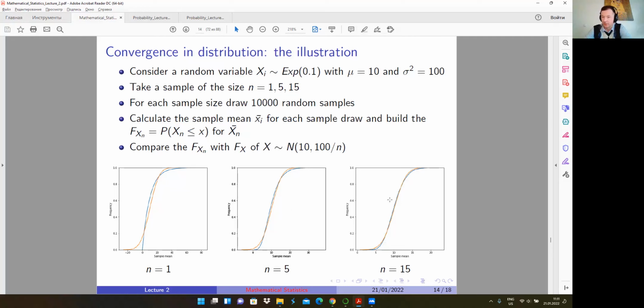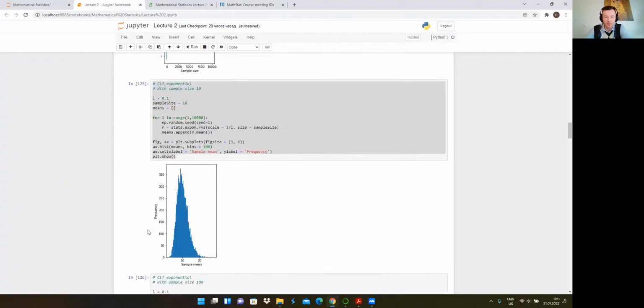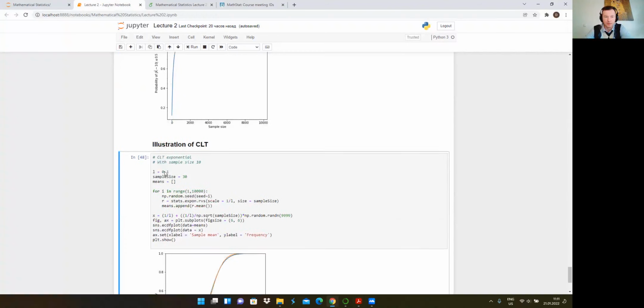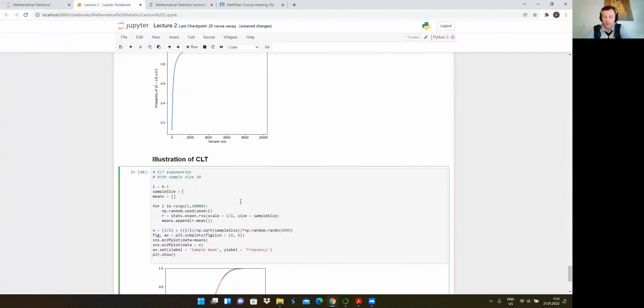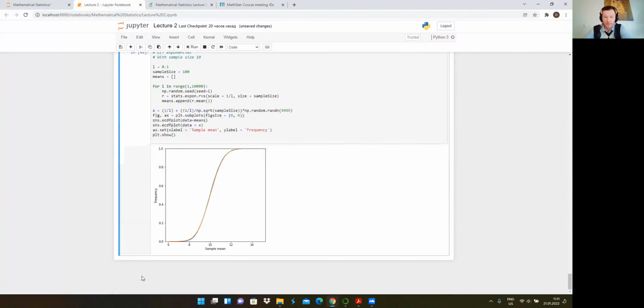So we can, in principle, take a larger sample size, like 20, 25, 50, 100. So let's try. The code is still available here. Let's take the sample size of 100, let's say. Let's see what happens. It will take some time to calculate. We see that these two lines are almost identical now.